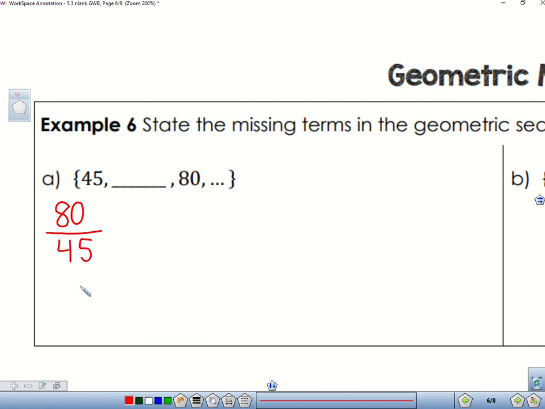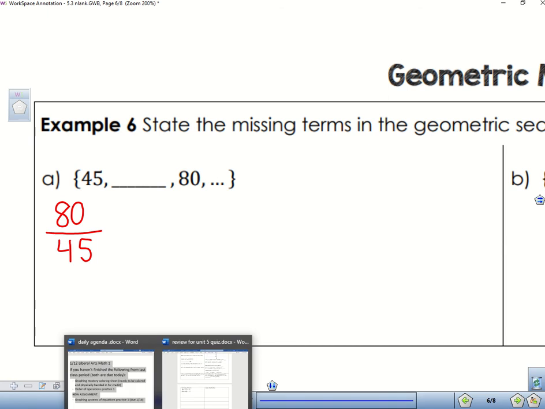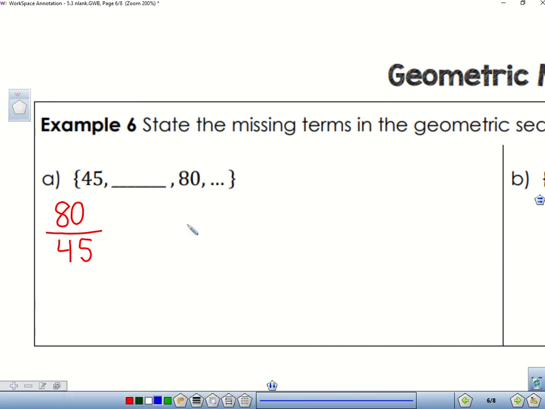Now, the calculator, once again, will give you a decimal, but it's a little bit easier to keep it as a fraction, which you'll see. So, if we have it as a fraction, we're going to try to reduce this fraction. Any ideas on what these are both divisible by? 5. So, I divide the numerator and the denominator by 5. And I get 16 over 9.